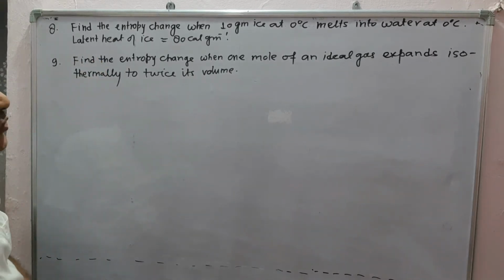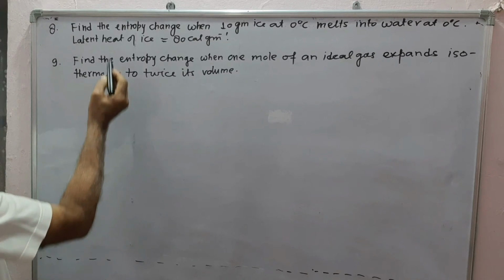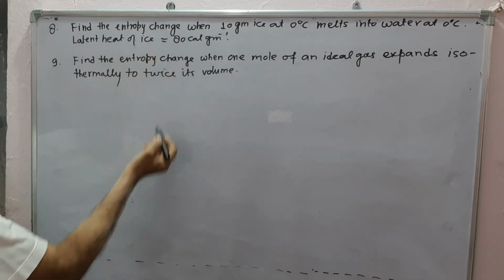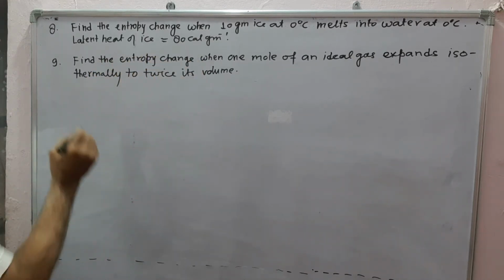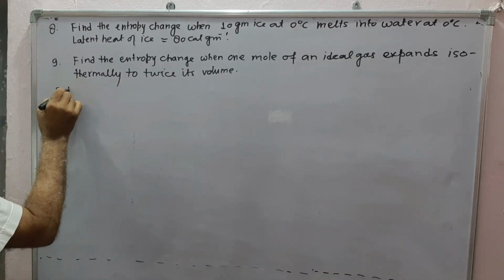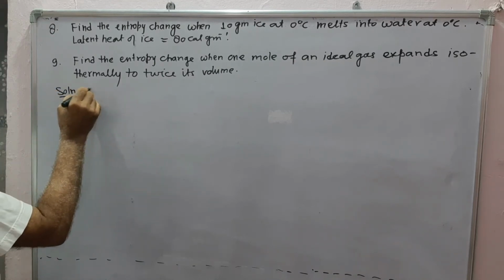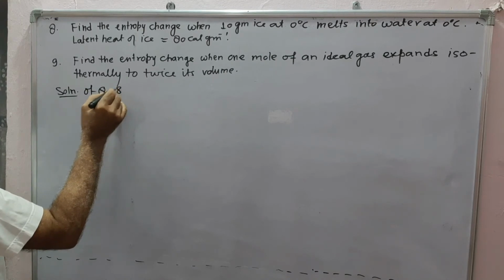Next, question number 8. Find the entropy change when 10 gram ice at 0 degree Celsius melts into water at 0 degree Celsius. Latent heat of ice is given to be 80 calorie per gram. So, solution of question 8.